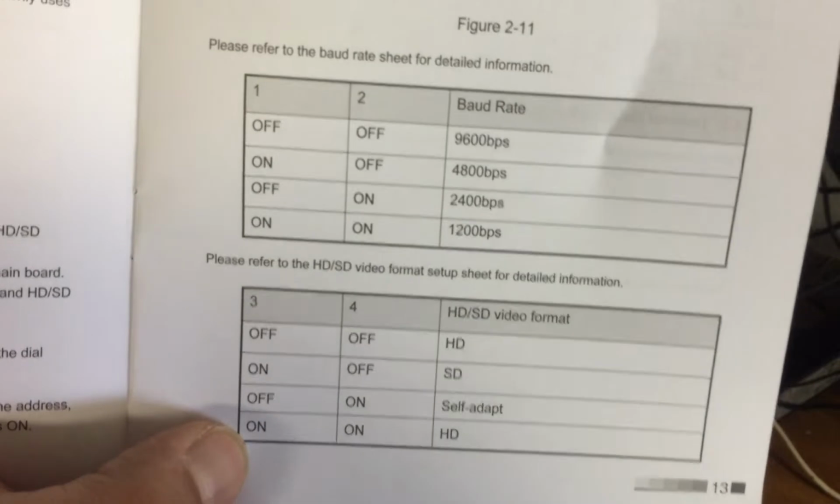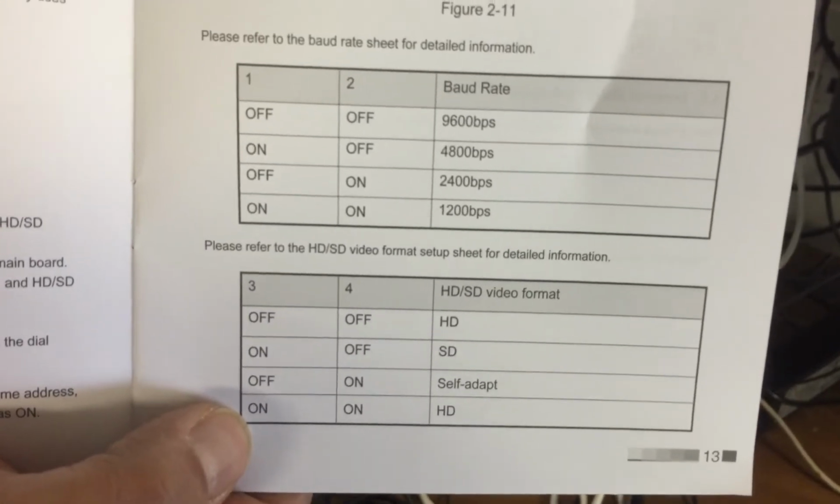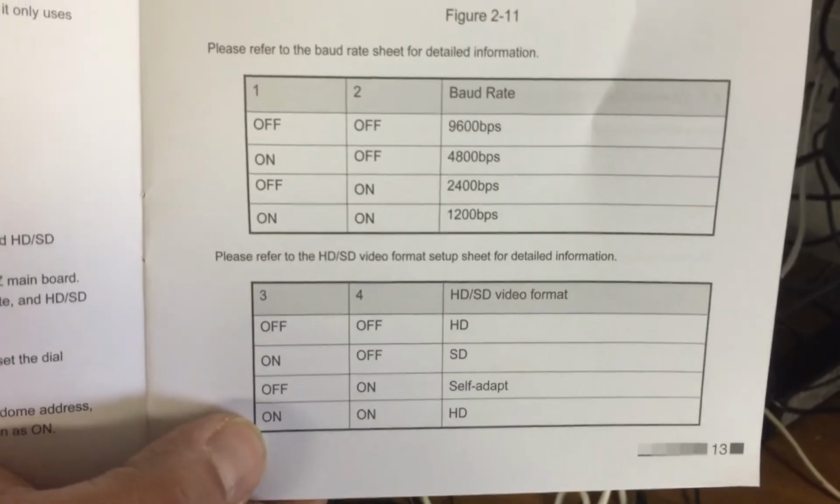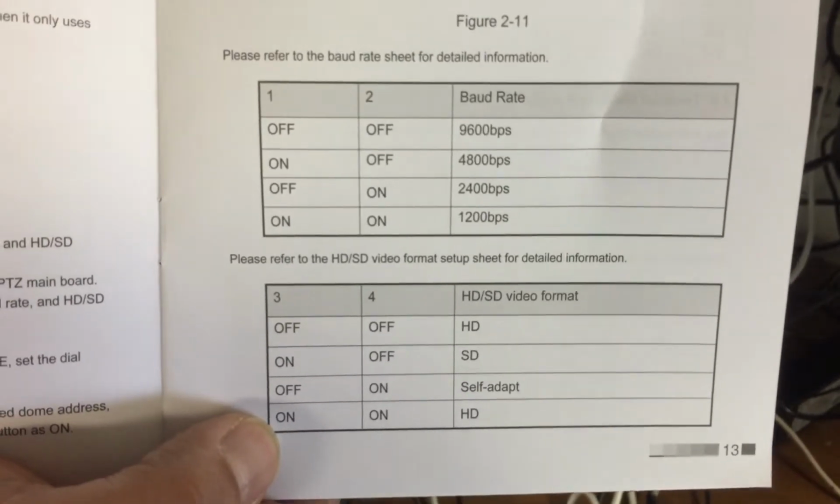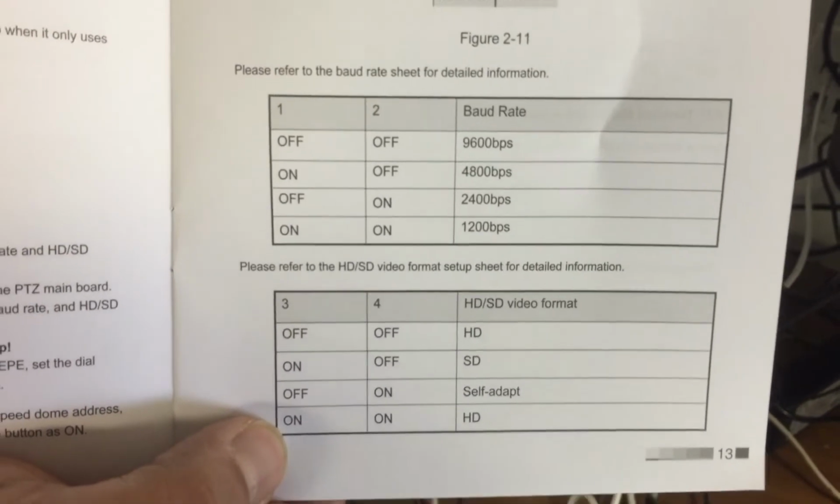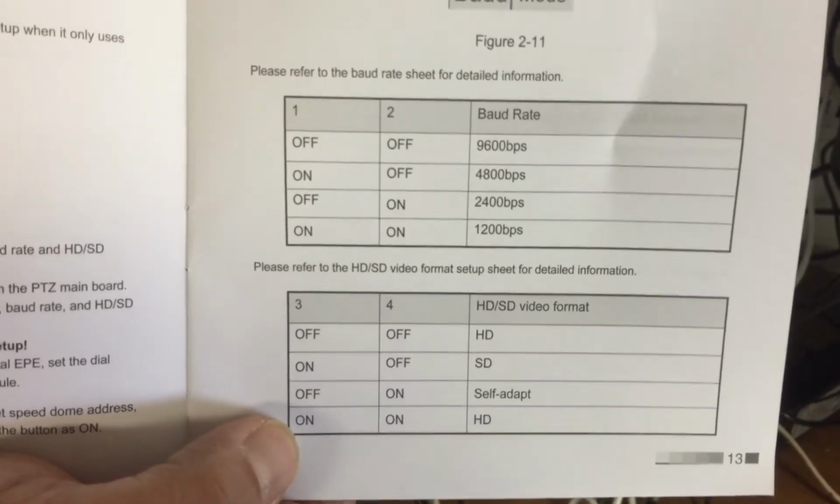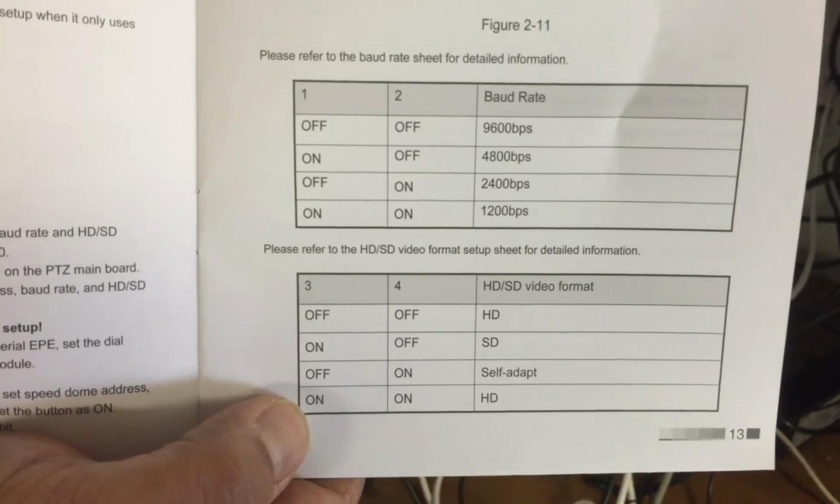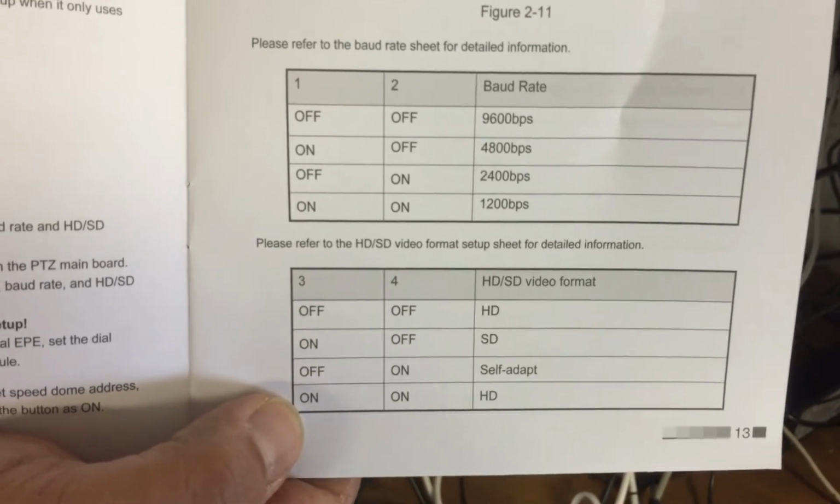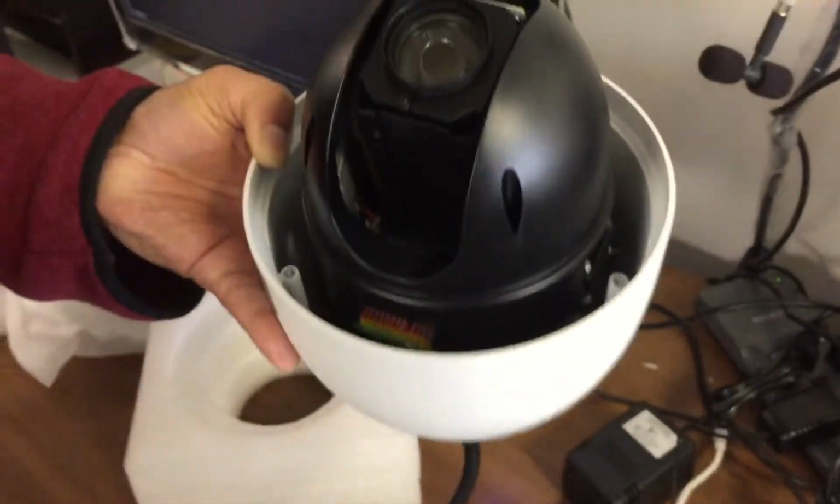It also then states the first and the second one on this are for setting it to a baud rate that you prefer. In my case, I'm going to set it to standard definition and 9600 bps. So my first and second will remain in off positions, and then for the standard definition, I have to flip the third one to on and the fourth one to off. So let's take a look at that.